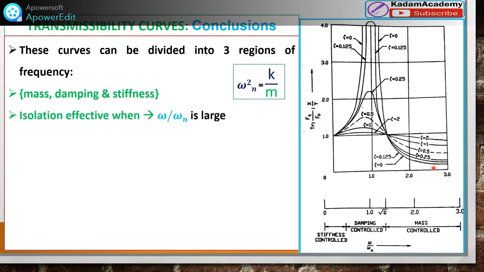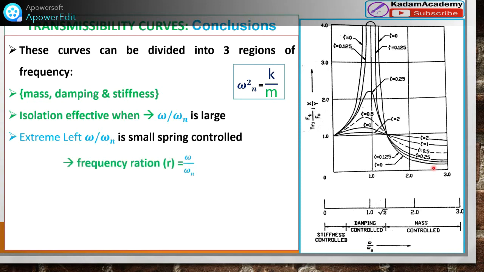Isolation is effective when omega by omega n is large, and this is called the mass control region. A larger mass gives a lower natural frequency, and consequently a higher value of omega by omega n, which gives better results. So when this frequency ratio omega by omega n is higher, in this graph it is written as mass control. After the square root of 2 up to 3, this region is shown, and it continues up to infinity.